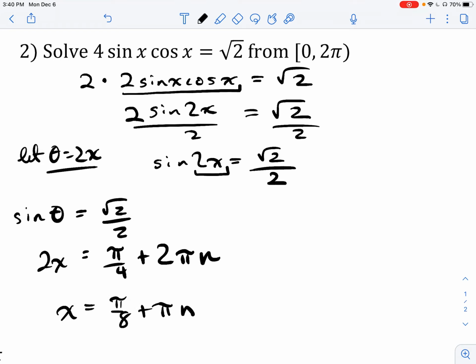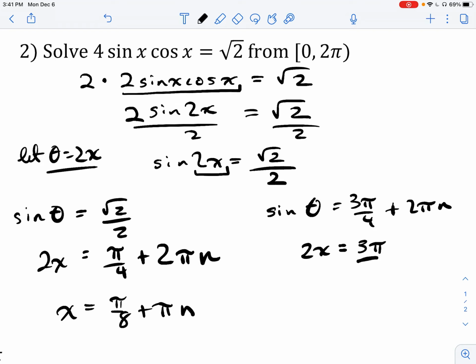And we're going to do the same thing over here with the other place where sine is equal to root 2 over 2. We'd say sine of theta is equal to, here, 3 pi over 4 plus 2 pi n. So 2x is equal to 3 pi over 4 plus 2 pi n. When we divide everything by 2, we get 3 pi over 8 plus pi n.